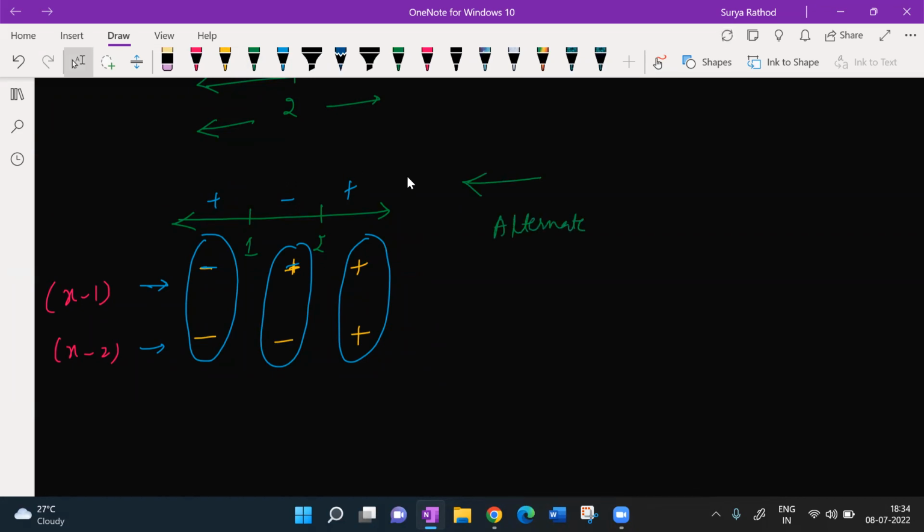We will not be doing all these activities again and again. So from this, what we understood is that we have to take alternate signs. If they give a linear equation, we need to take alternate signs. Not for any equation, this is for linear factors only, for odd numbers only.